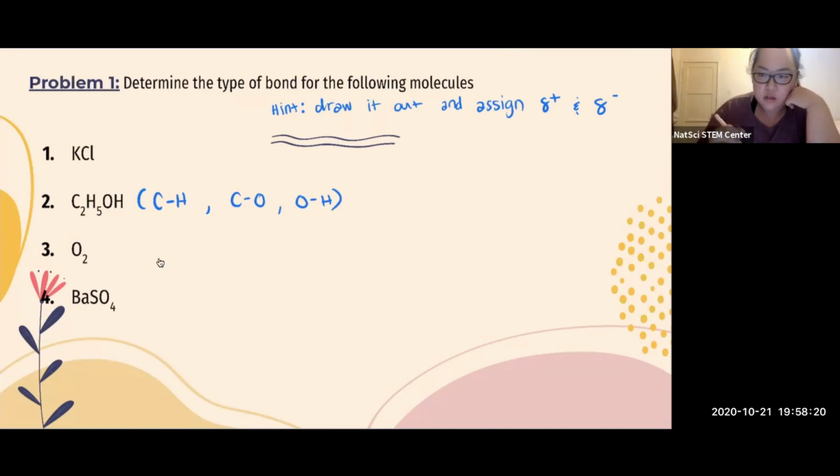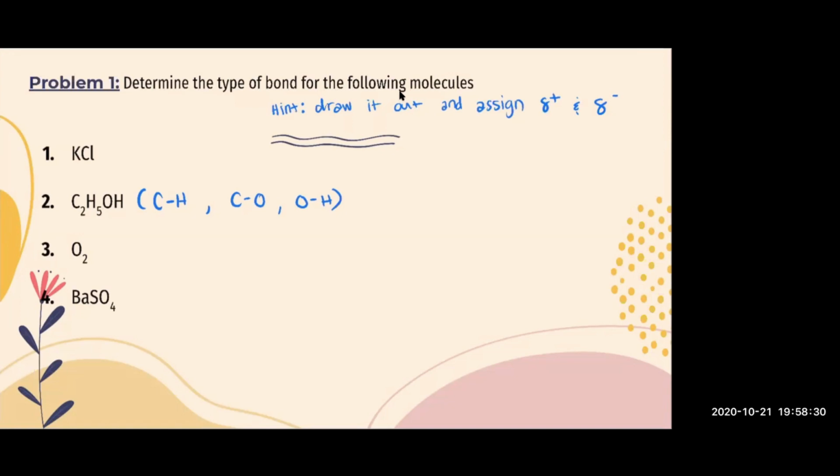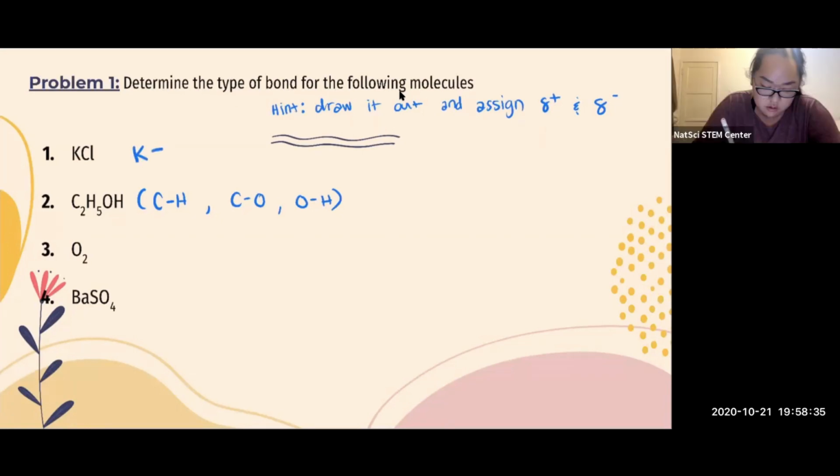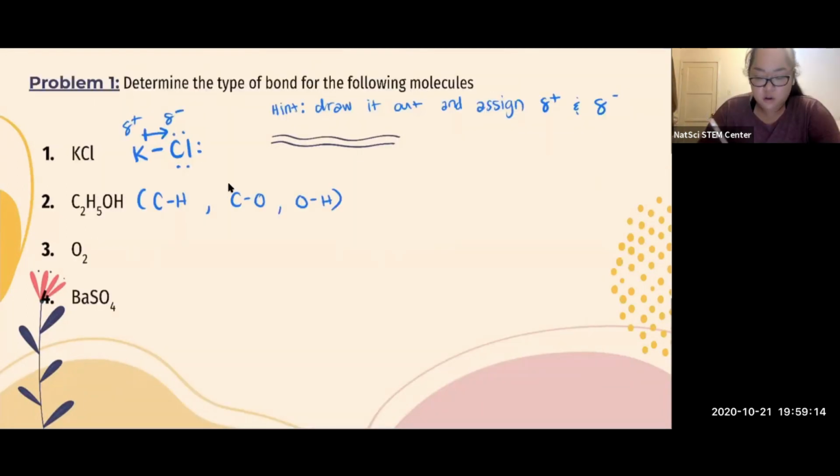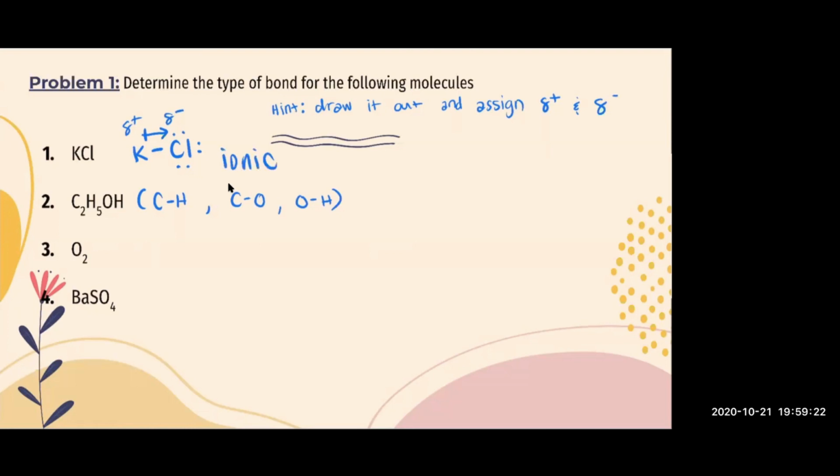So for number 1, Jacqueline, can you tell me what you got for number 1? Yeah, it's polar. So for number one, if we look at the example earlier, it's actually ionic. So chlorine gets most of the electrons. So that's why it's ionic. Number two, Haley.